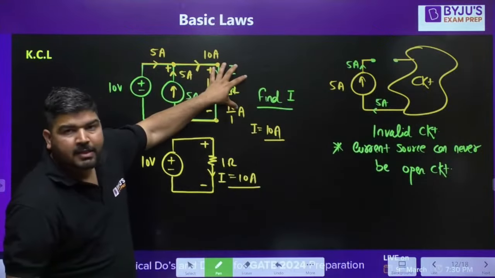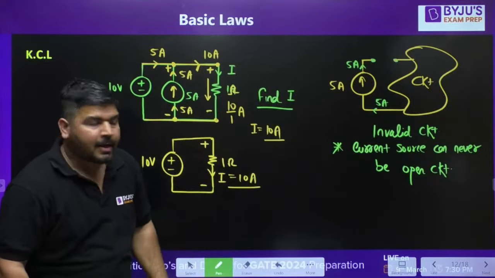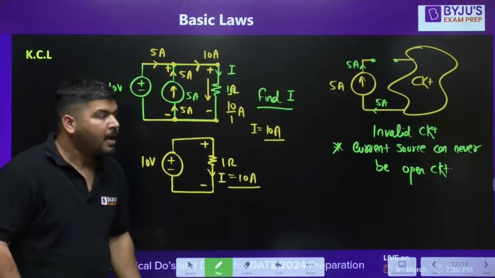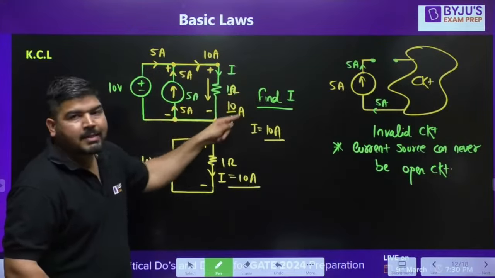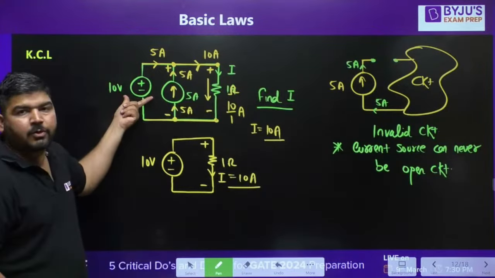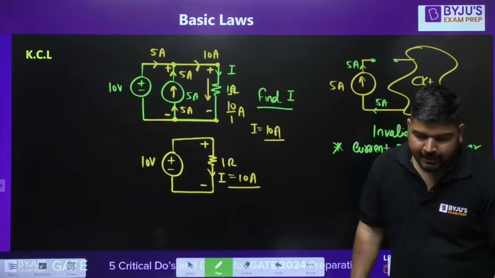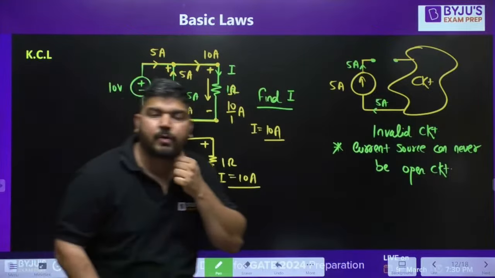Whatever power this resistance is consuming, in this circuit the entire power is supplied by this source. But in this circuit, the total power which is consumed by this resistance is not supplied by this voltage source only. Actually, this current source is also participating. That's why you cannot say that this circuit and this circuit are equivalent to one another.